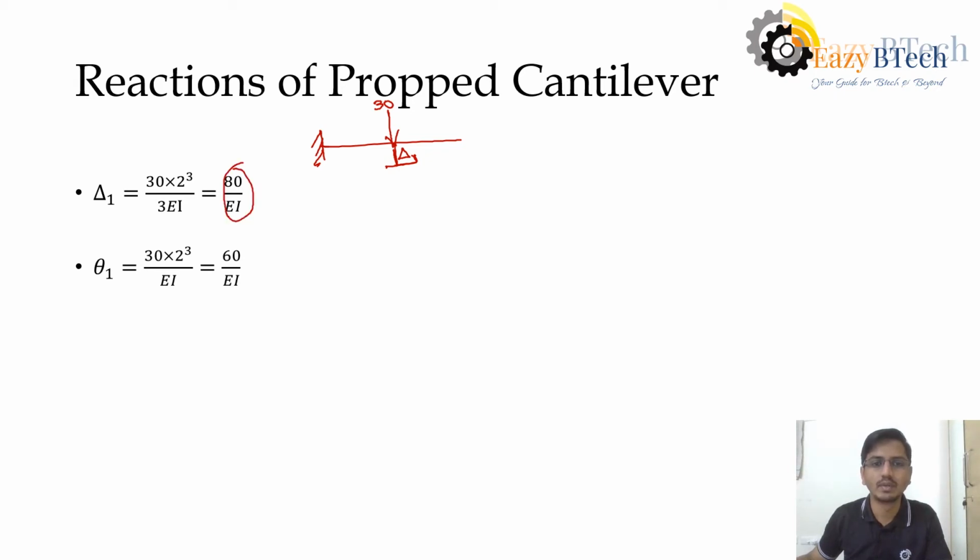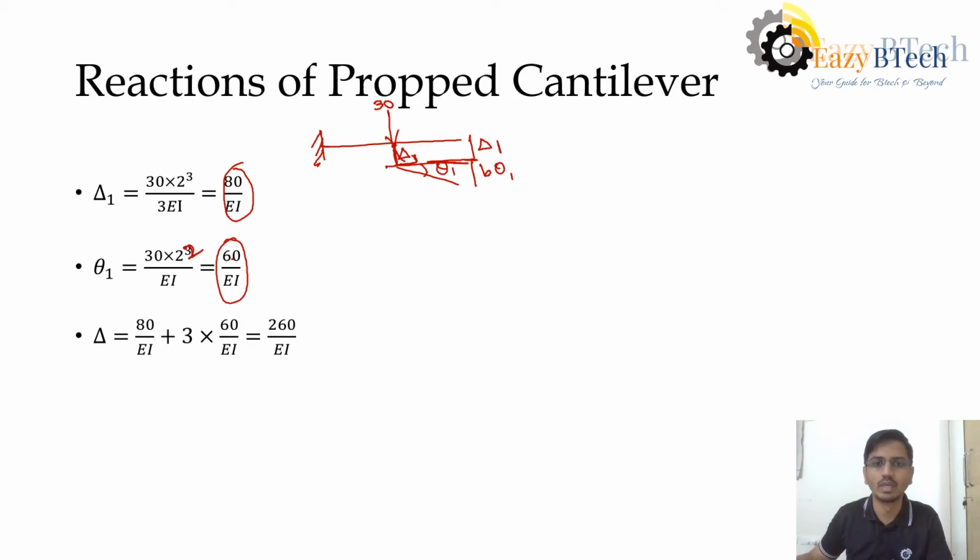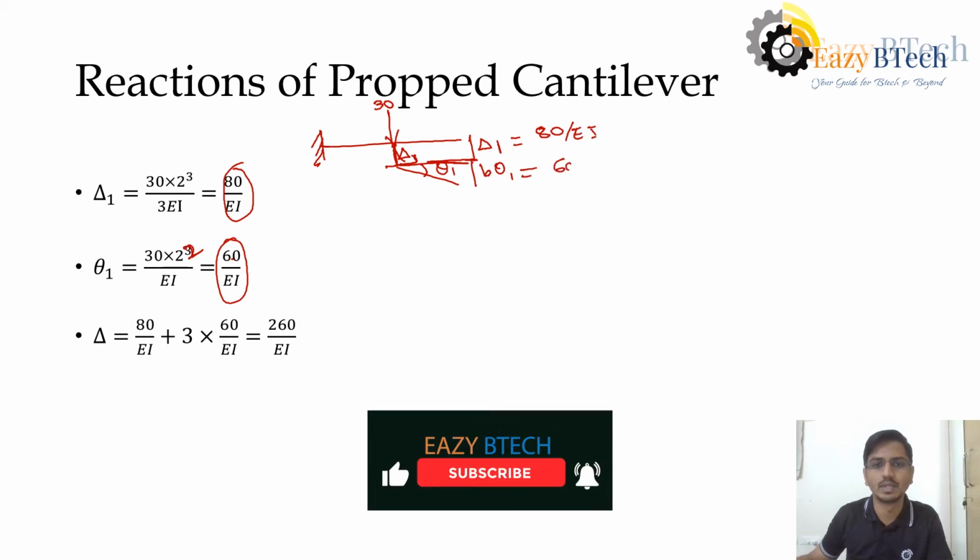Similarly, we need to get the rotation here, theta 1. Theta 1 is nothing but this PA squared by 2EI, and we get 60 by EI here. Now when we sum it up, this is B theta 1, this is delta 1. Delta 1 is 80 by EI and B theta 1 is 60 by EI.